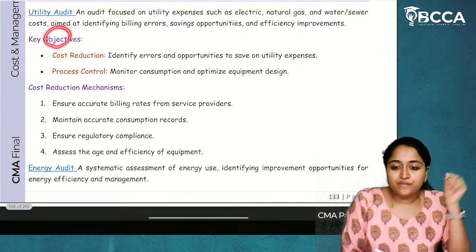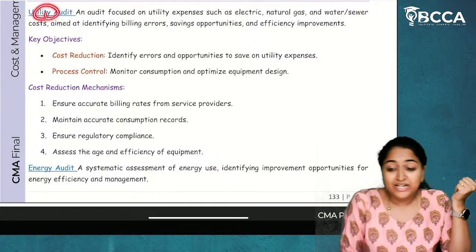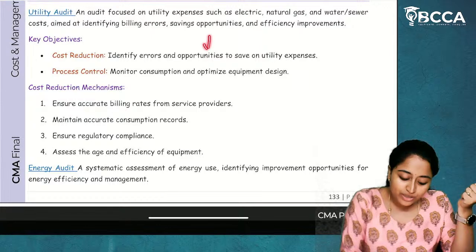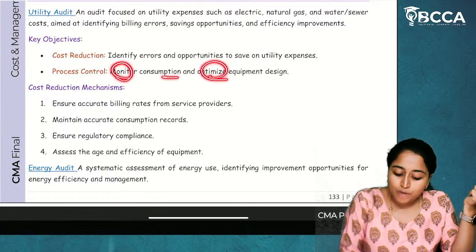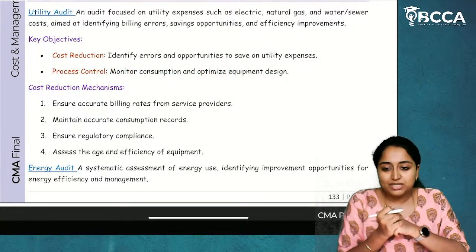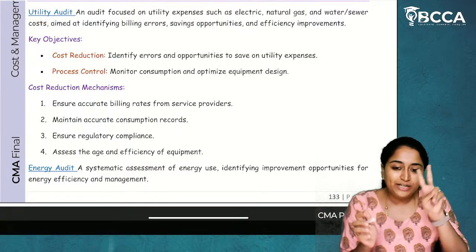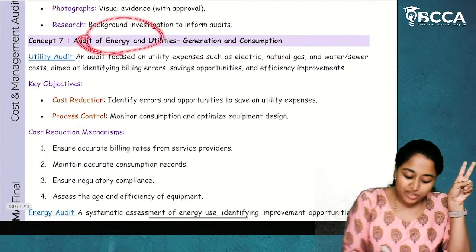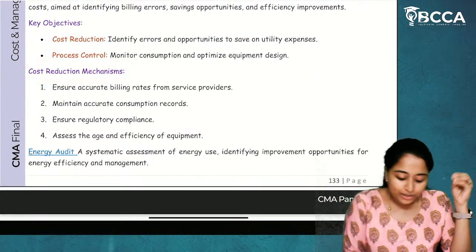Now, what are the objectives? First is cost reduction. Now, whatever cost we are trying to put on this utilities generation and consumption, we are trying to reduce that. And process control. We are monitoring consumption and optimizing the equipment design. We are trying to improve the process by reducing the cost consumption of utilities. So, these are the main two objectives of audit of energy and utilities. Cost reduction mechanism. How the cost will be reduced?